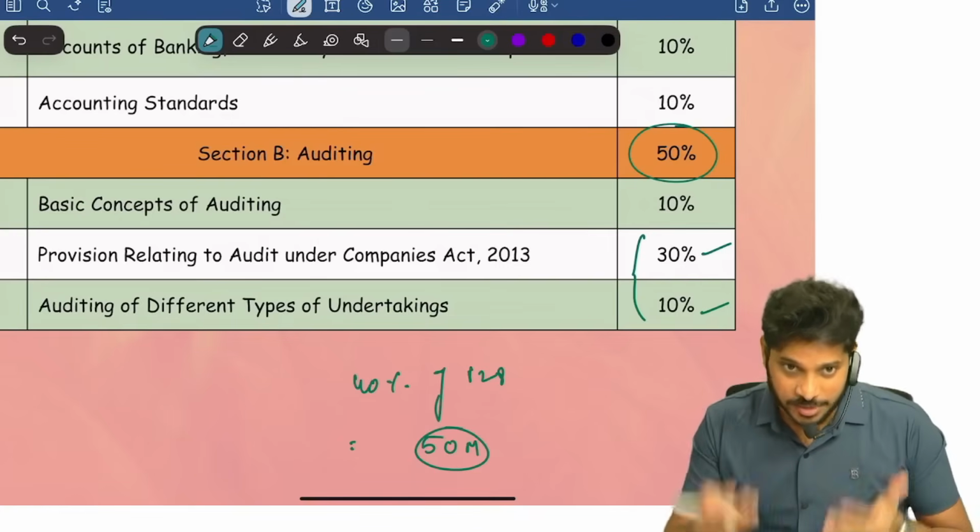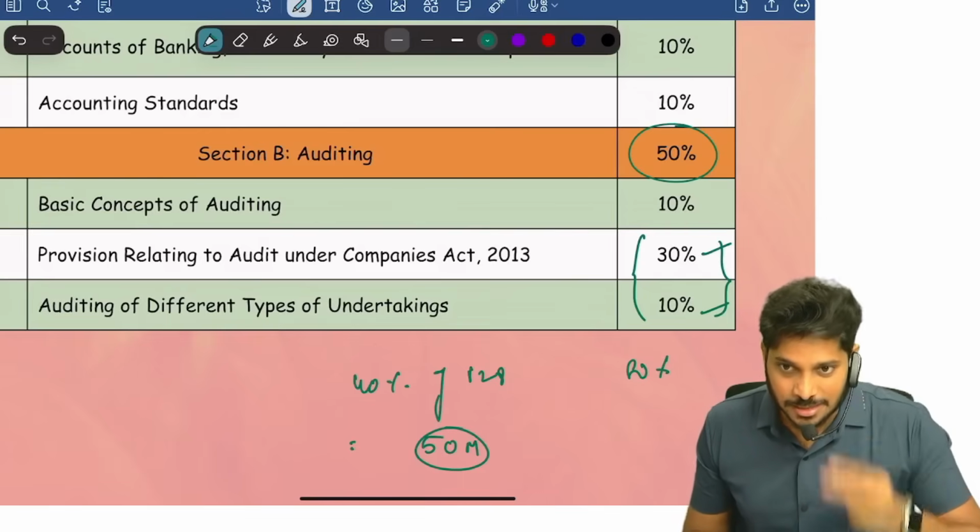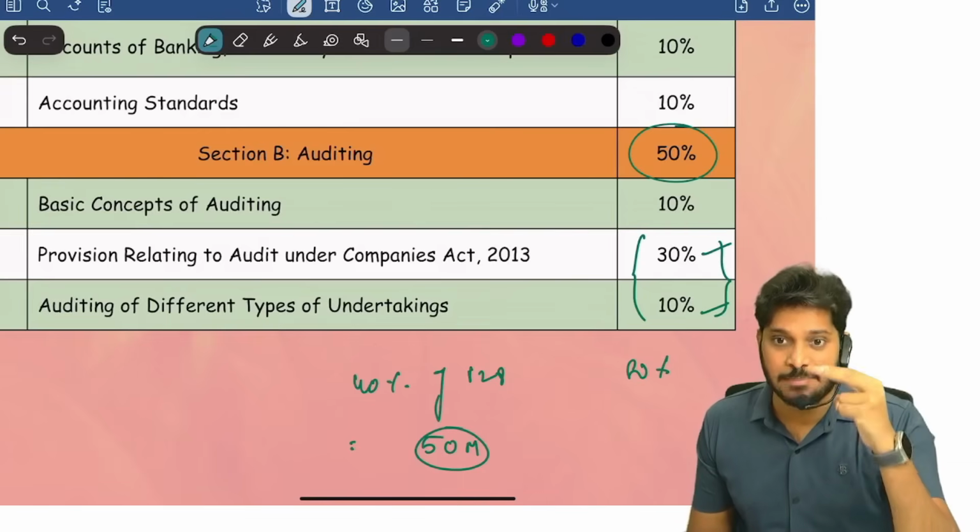Yes or no? Within the audit paper, these two chapters technically consist of 80% weightage.